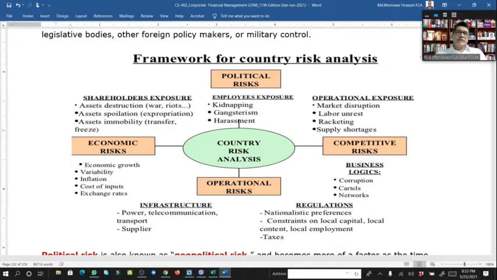And also tax issues and infrastructure, power, telecommunication, transport, suppliers, etc. And economic risks are that if economic growth is unstable, viability, inflation is high, and cost of input is huge, and exchange rate, etc. So that type of factor can be within this risk spread framework for country risk analysis. An investor has to think very carefully about political risks, competitive risks, operational risks, economic risks within that country where the investor wants to establish their business or go multinational.